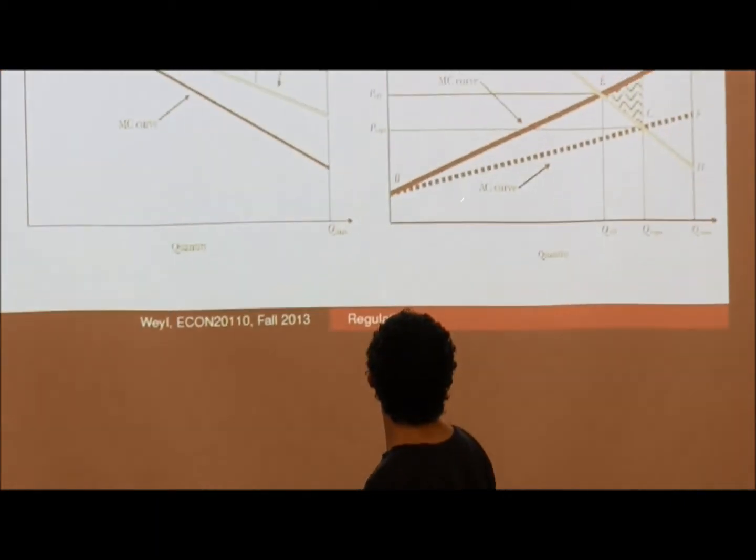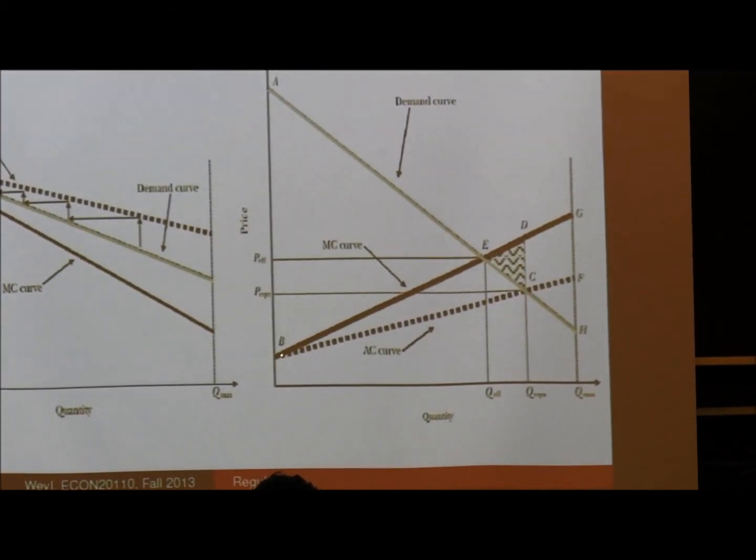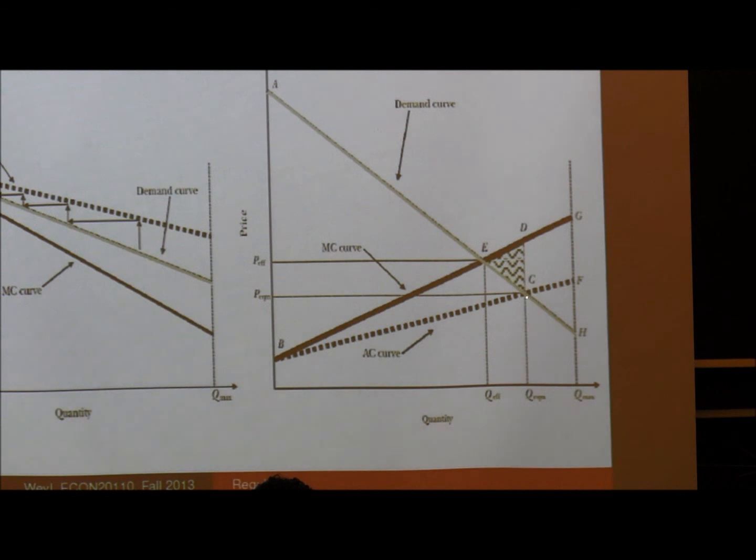So here's an example of this. If the average cost is increasing and the marginal cost is above the average cost, then average cost pricing will lead to too much supply in the market.